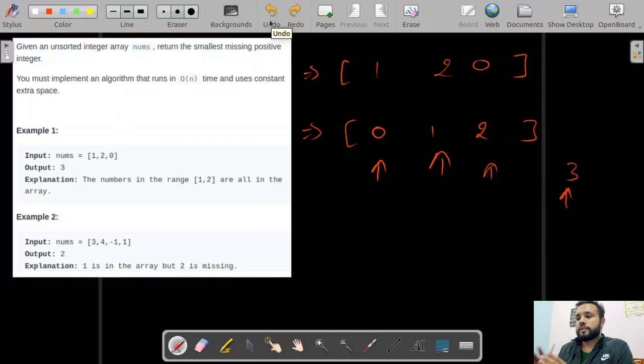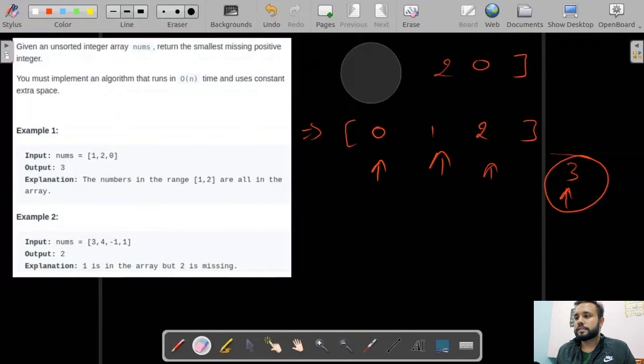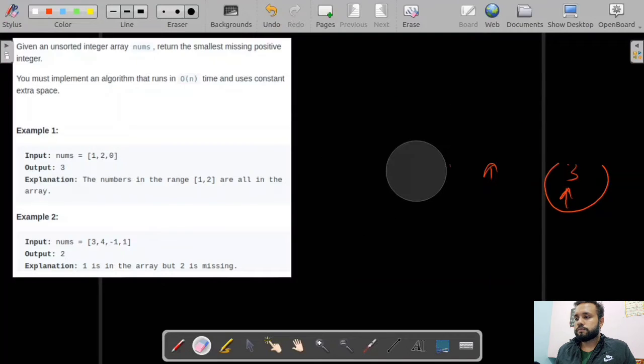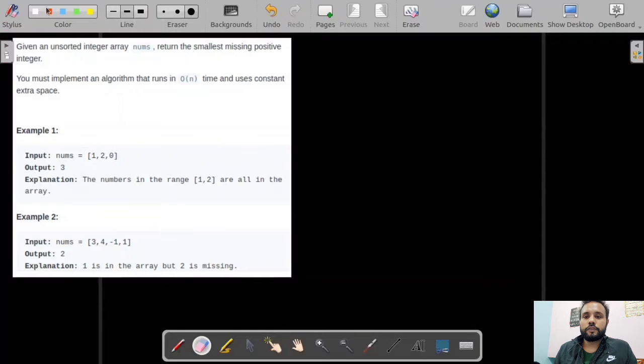First positive number which is missing in this sequence is 3, because that is not present and it's the first number that is missing in this sequence. Okay, so let's try to understand it with one more example, this one.